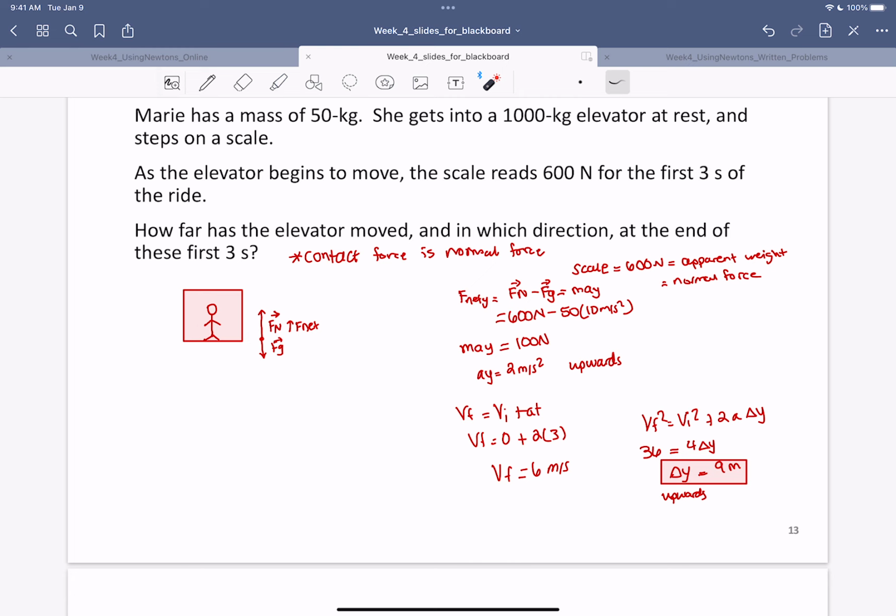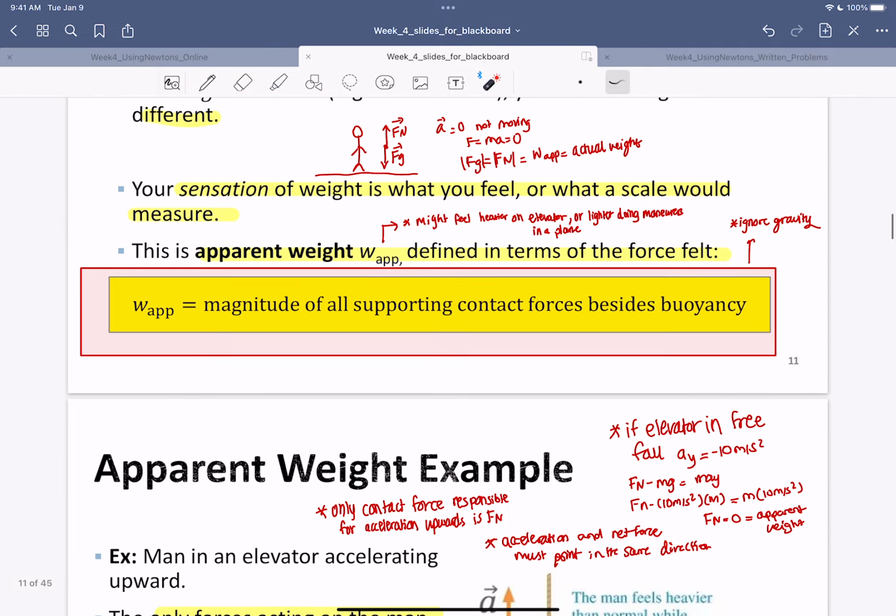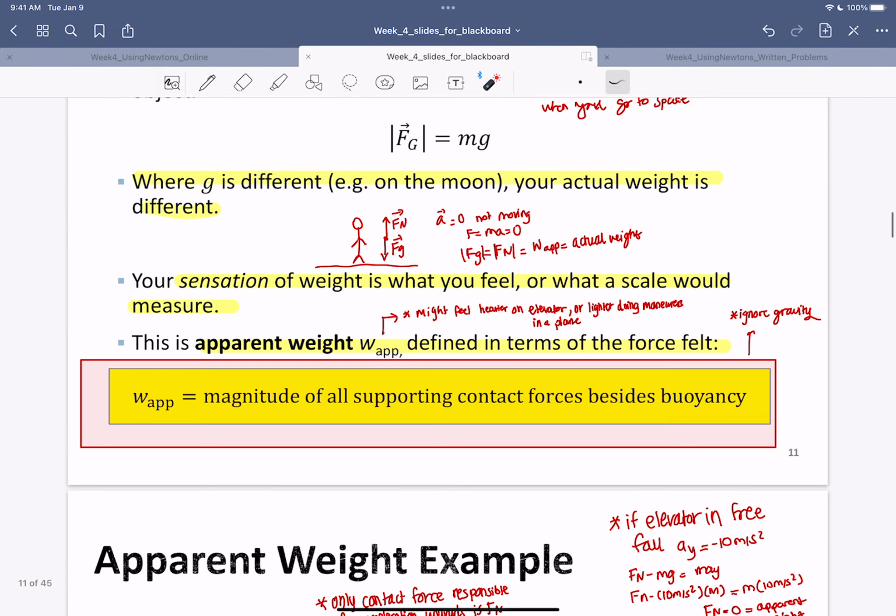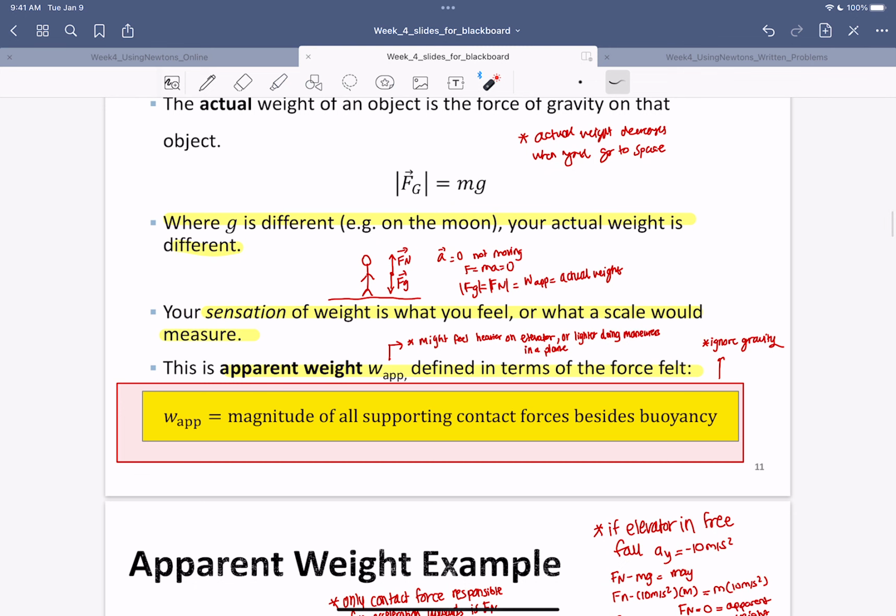And so I have to set up that similar equation where I did earlier and then figure out my acceleration. I know that I started from rest, 0 meters per second. I use my acceleration and the amount of time to figure out a final velocity, or I could figure out some distance traveled using the other kinematic equations. Yeah, the scale is just showing the normal force the person has on the scale. In an elevator context, when there's a net force upwards or downwards, we're talking about apparent weight, because apparent weight is the magnitude of all supporting contact forces, and normal force is a contact force.